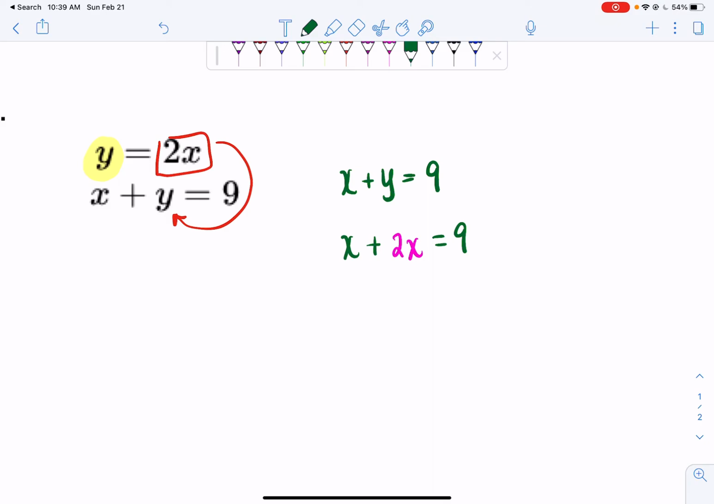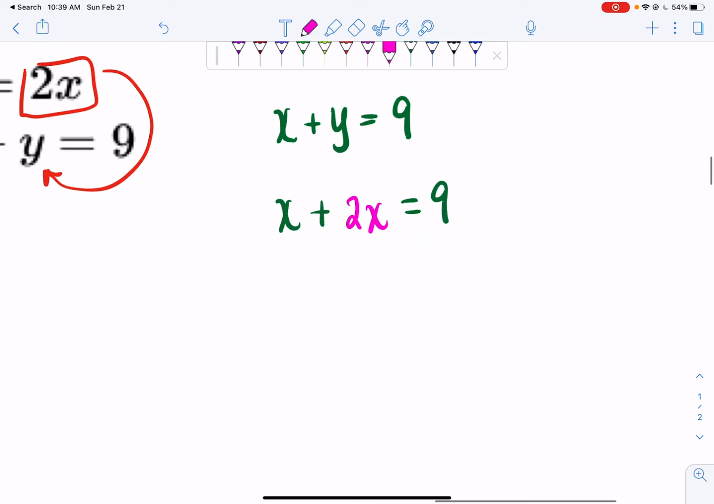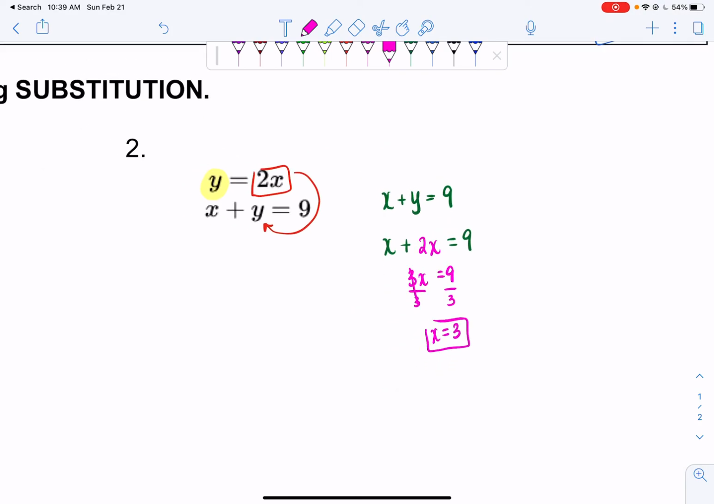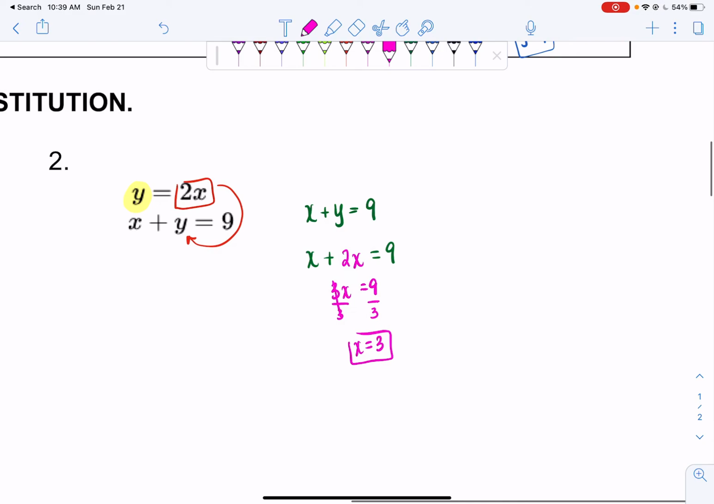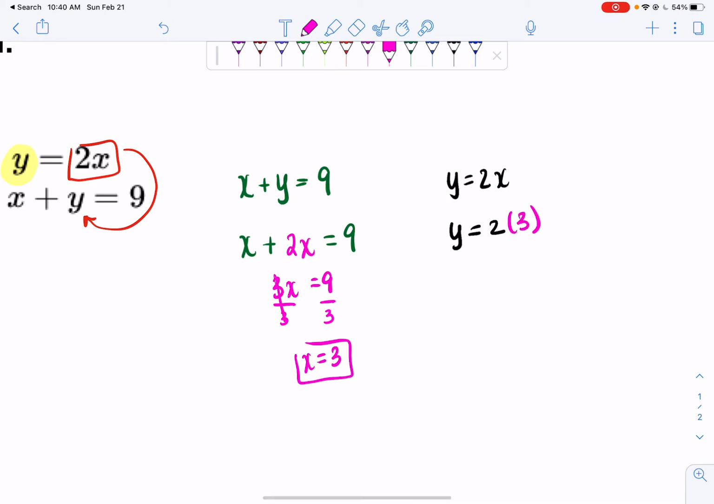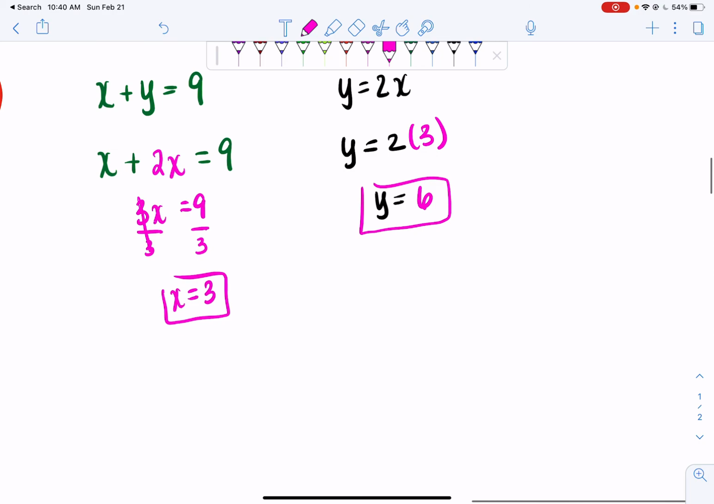I have to ask myself what 1x plus 2x is. It's 3x. So I get 3x is equal to 9. How do I get rid of that 3? Divide by 3. So I get x is equal to 3. Now I need to solve for y, so I'm just going to plug it back into my first equation because that's pretty straightforward. I know that y is equal to 2x. I know that x is 3, so I have y equals 2 times 3. So I get y is equal to 6. So that's my final answer, 3, 6.